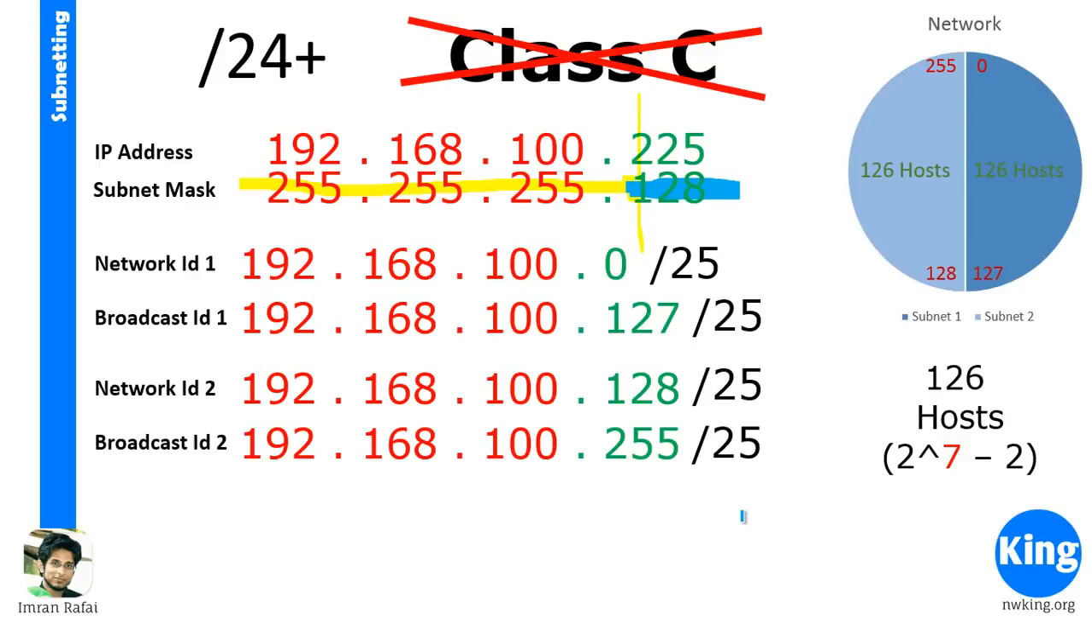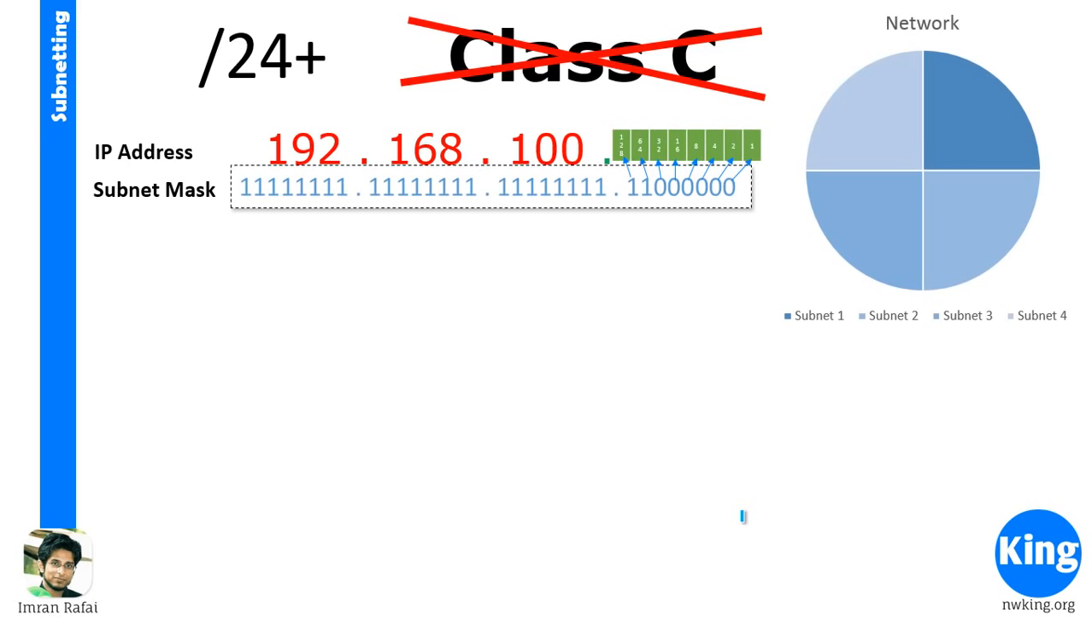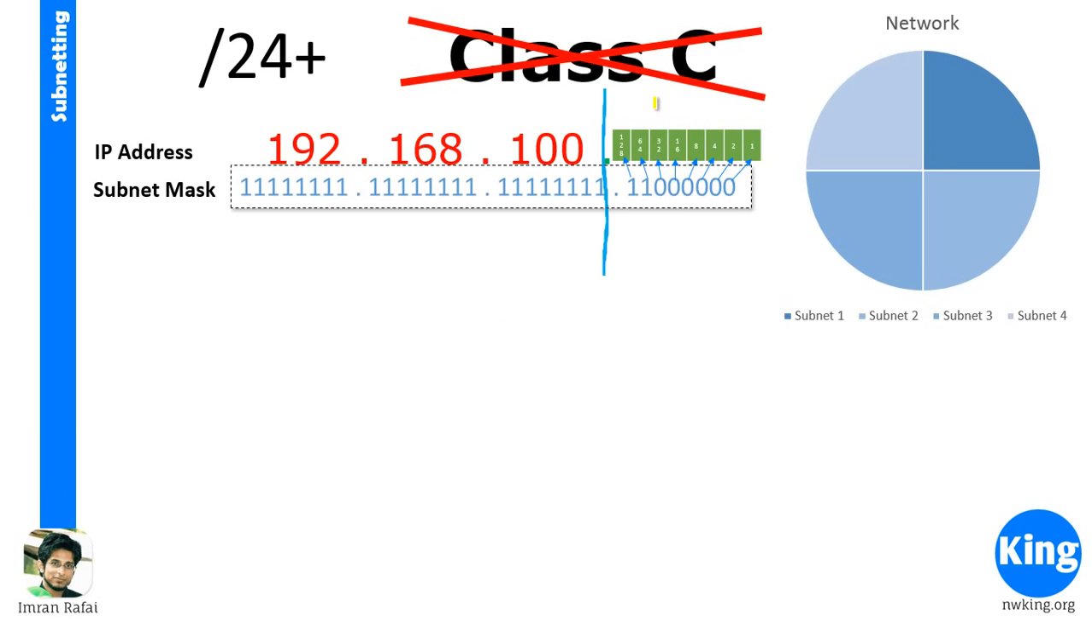To understand this concept a little more, we will take another example. Now you get an IP address 192.168.100.225, and the subnet mask is 255.255.255.192. We'll convert the subnet mask into binary. If you see, the original separation was here, but because of this new borrowing, our separation is here now. What is the place value of the last network bit? It is 64. So each of these subnets will have 64 as the block size.